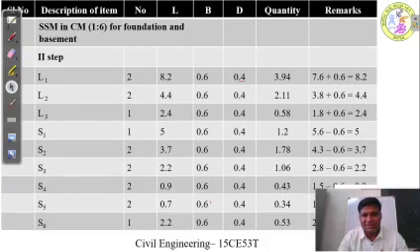So 2.8 meter minus 0.6 will give me 2.2. So 2.2 multiplied by the breadth 0.6 multiplied by the depth 0.4 will give me 0.5. So by replacing the widths and depths, the total quantity for SSM for the second step is calculated.